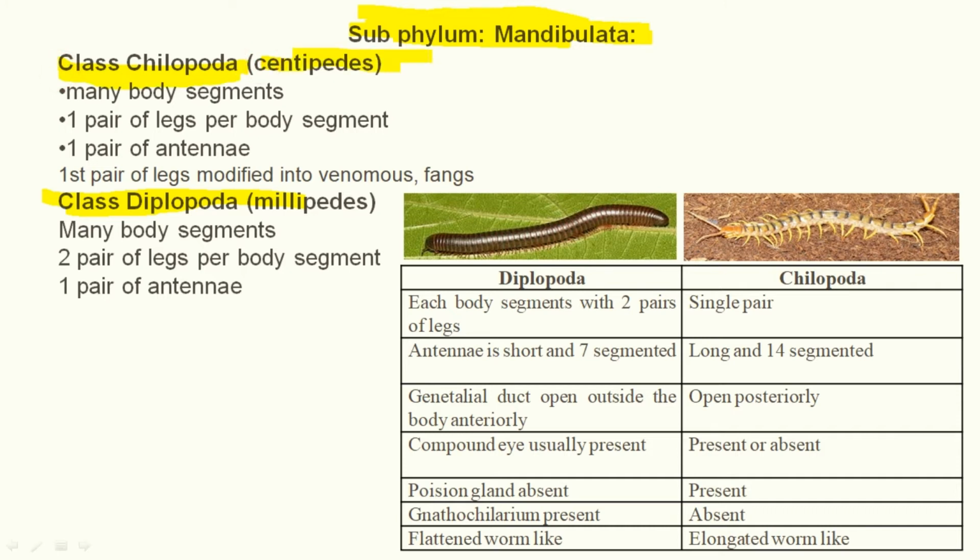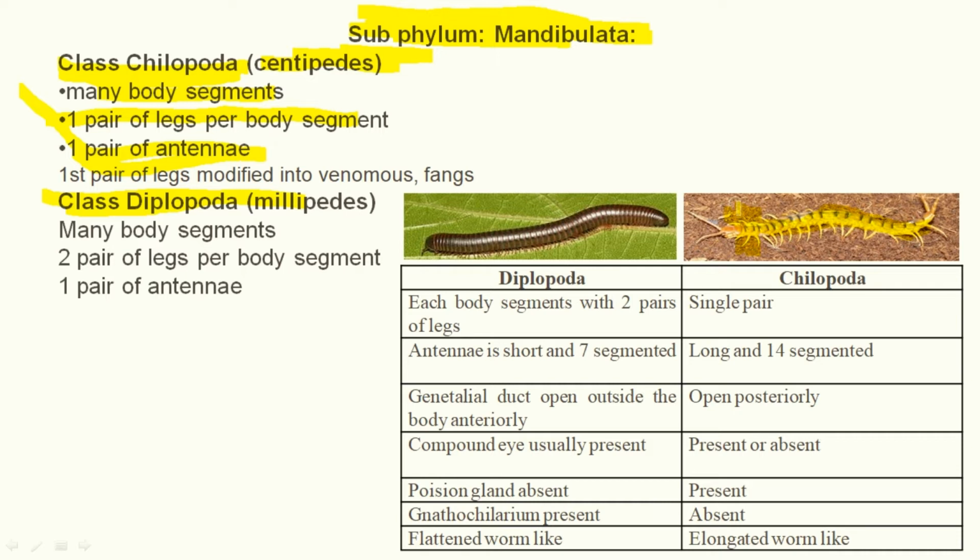Okay, centipedes. That means they have many body segments but one pair of legs per body segment. You see the Chilopoda here. In each and every segment, one pair of legs is attached. Then one pair of long antenna will be there, and the first pair of legs has the poison gland. They are the venomous fangs. They can secrete poison. Okay.